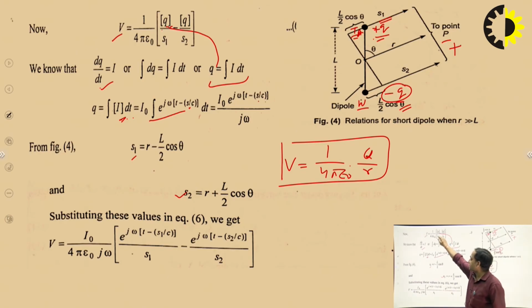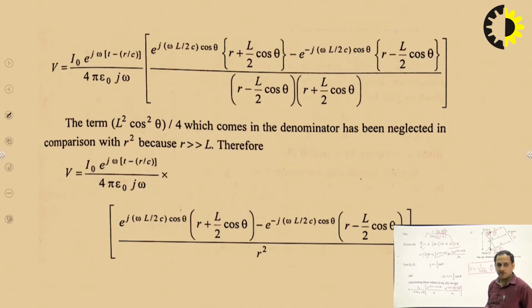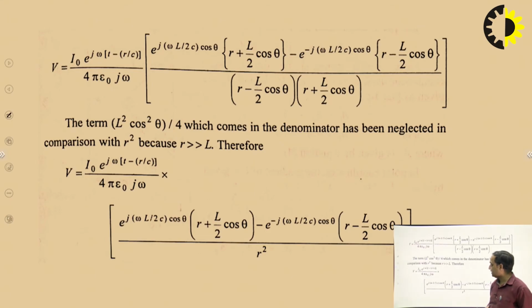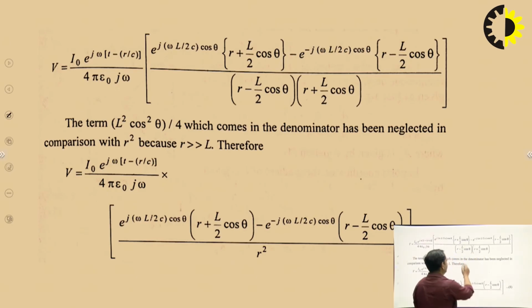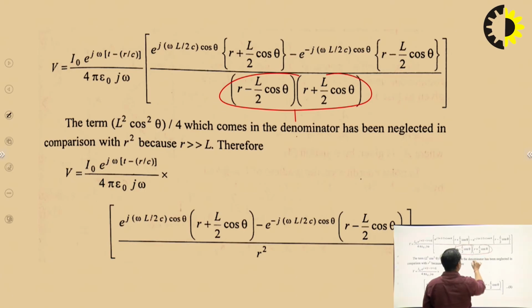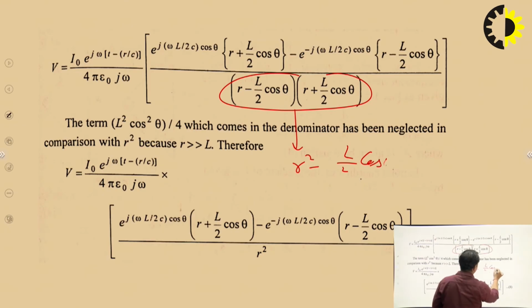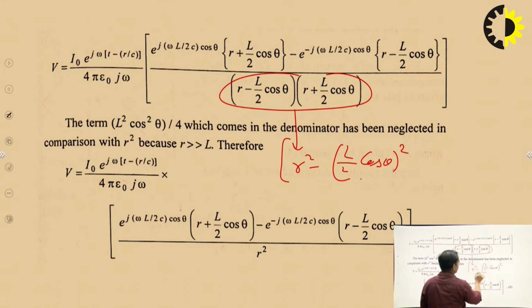So for this case s1 is there, and for this case s2 is there. So we can write it and do some modification, converting it in terms of the sine and cosine forms, and then we get an equation like this. After putting all the values of s1 and s2, we get this denominator. So what is this denominator? This is r square minus (L by 2 cos theta) whole square, right? So this is equivalent to this much.